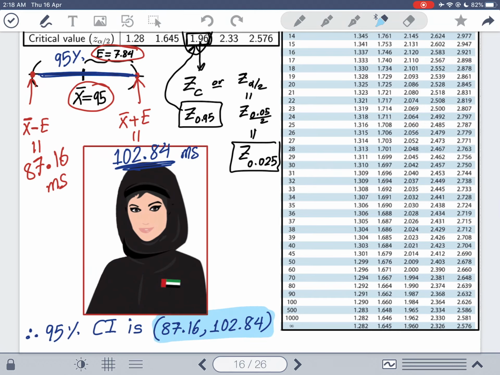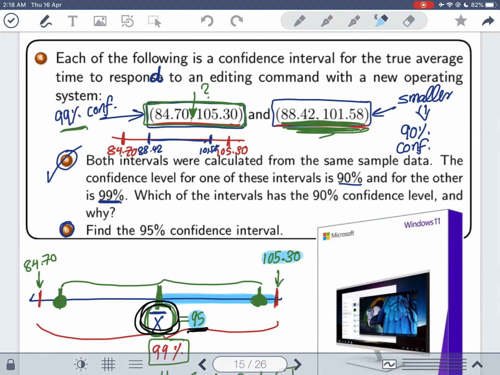Okay, now we found our 95% confidence interval. Now remember, 87 and 102. Notice that it will be between these two. Remember, this was for 90% confidence and this was for 99% confidence. And so the 95% confidence will be an interval between these two intervals.